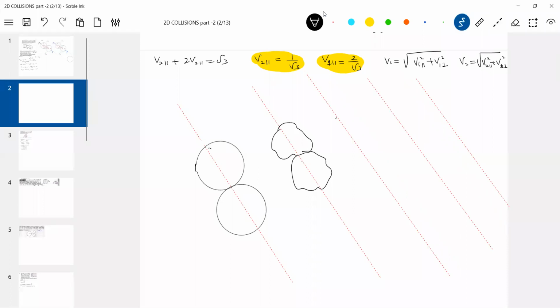And at maximum deformation, rough diagrams it is. Then again reformation begins. Then finally what will happen? They will emerge.